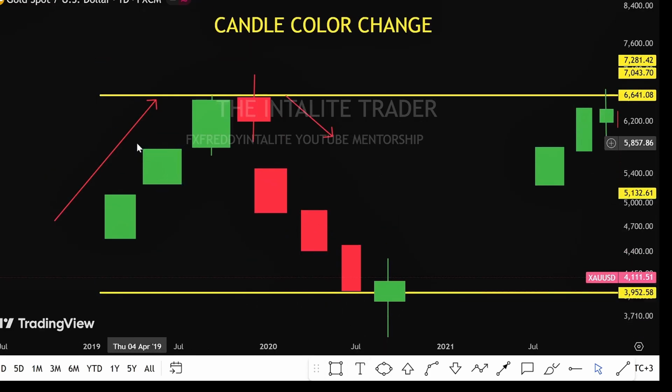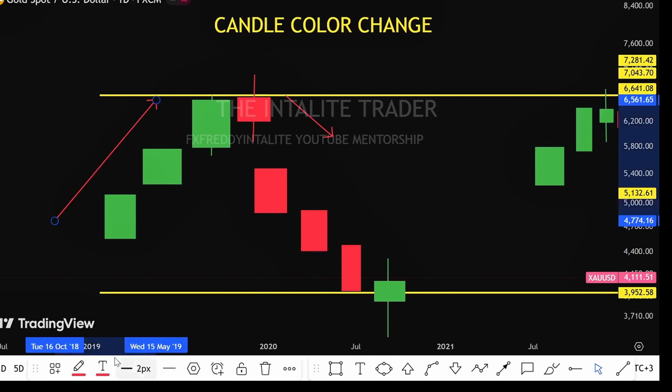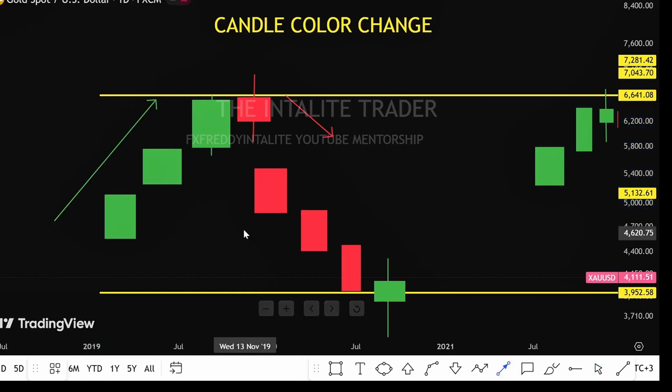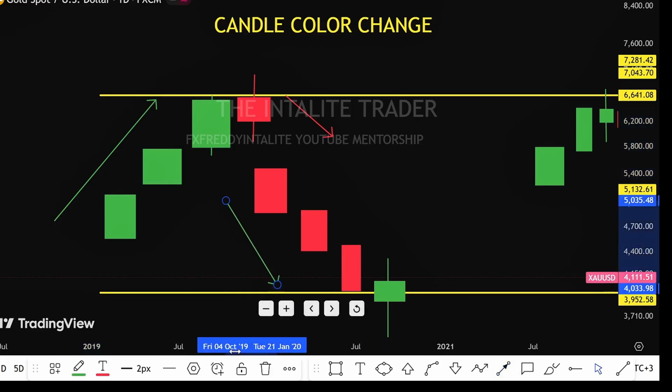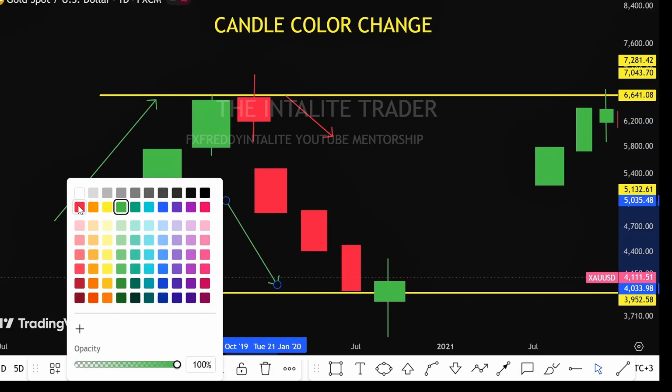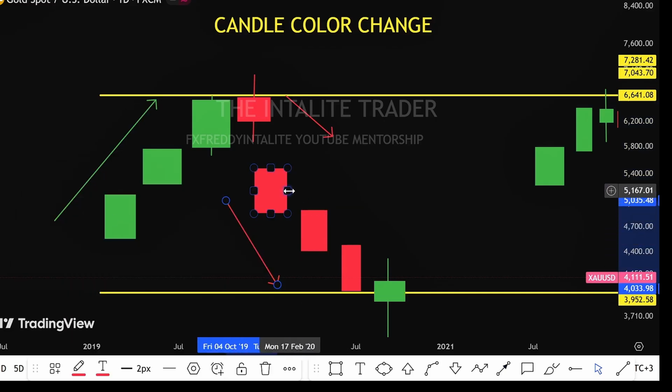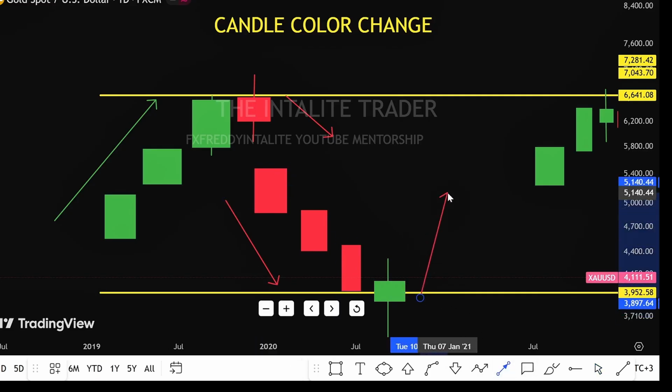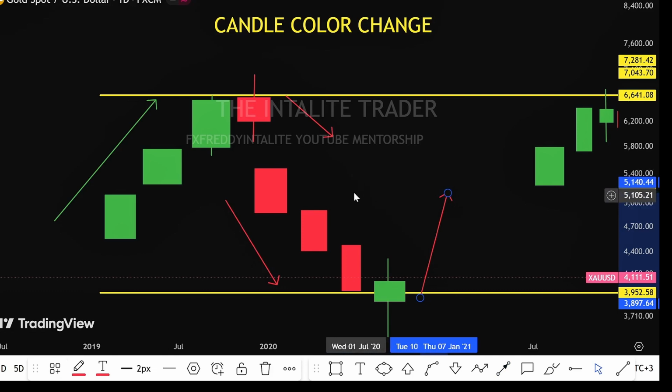Here, you are in a downtrend. See, price is selling strongly. Let's say you identify these candles on any time frame, and then you get a candle color change at a key level. These candle color changes. Then after that, you will have a possible reversal as an early signal. Why?